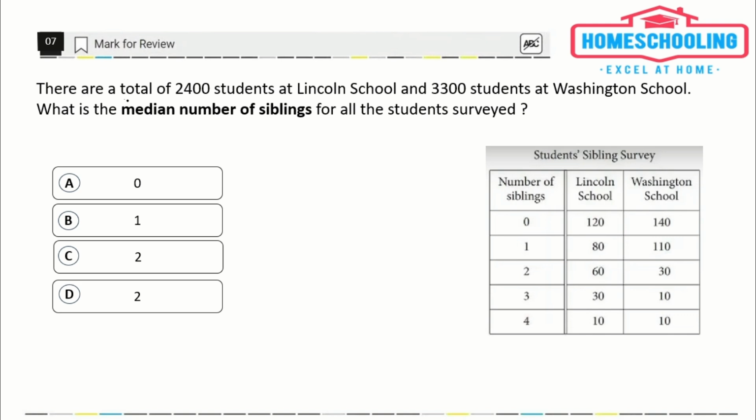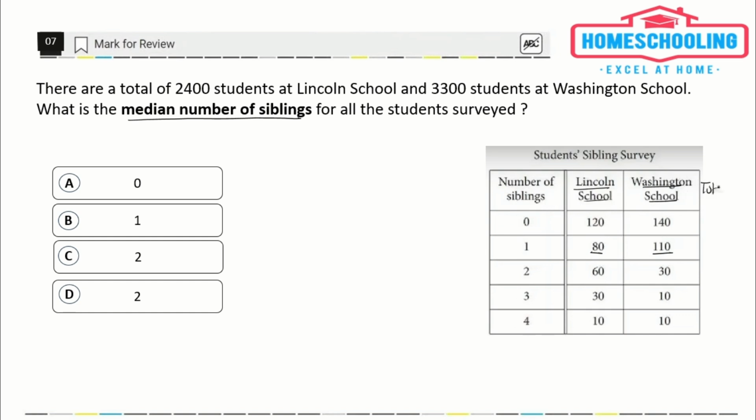Question number 7 says that there are a total of 2,400 students at Lincoln School and 3,300 students at Washington School. What is the median number of siblings for all the students surveyed? So as you can see, in Lincoln School, 120 students have no siblings, and in Washington School, 140 students have 0 siblings. And then in Lincoln School, 80 students have 1 sibling, and in Washington School, 110 students have 1 sibling, and so on. So what we're going to do here is, first, we will find the total number of students combined in these schools for number of siblings.